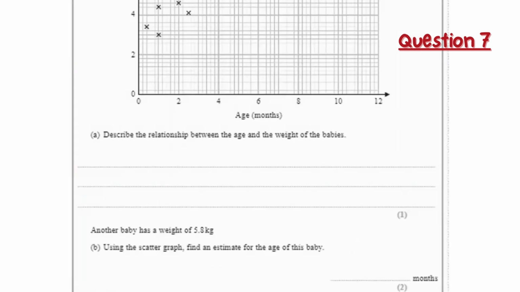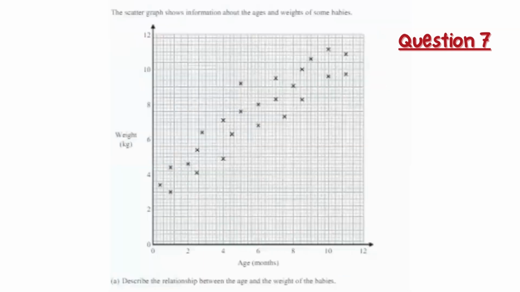And part B says another baby has a weight of 5.8 kg. Using the same scatter graph, find an estimate for the age of this baby. So 5.8 kg is the weight of this baby. So that's going to come over here. To find the age of the baby at the weight of 5.8 kg, first we need to draw our line of best fit.